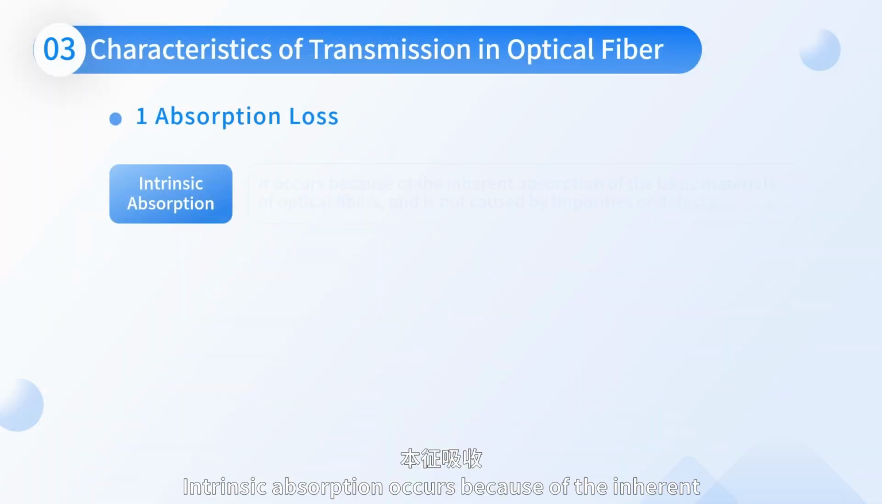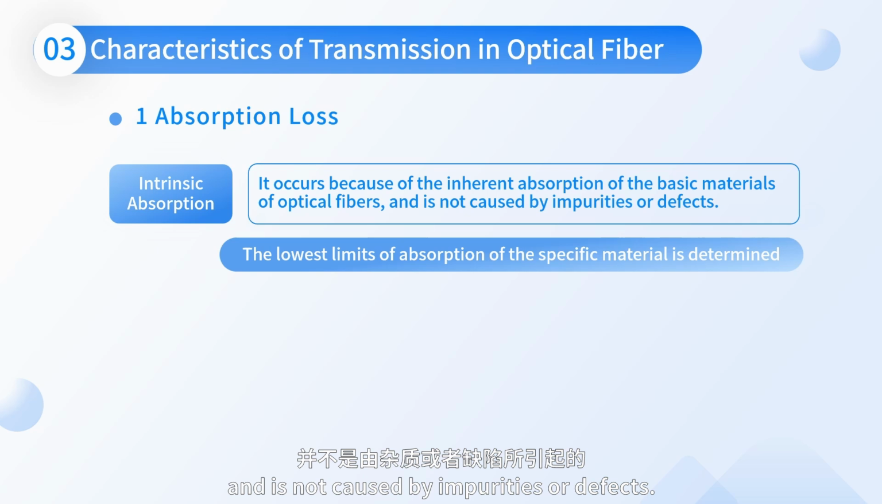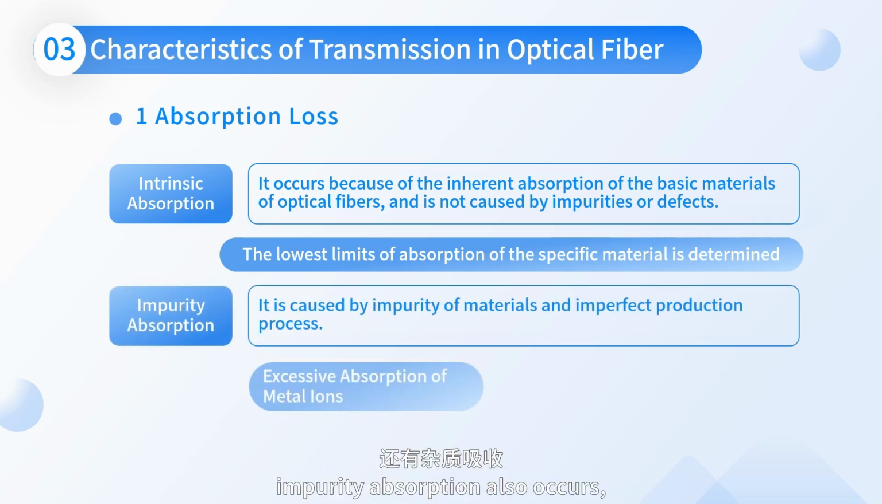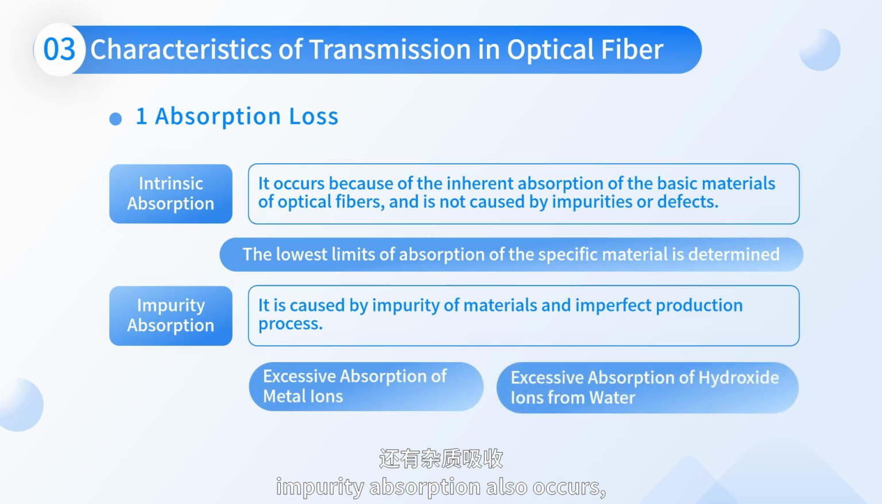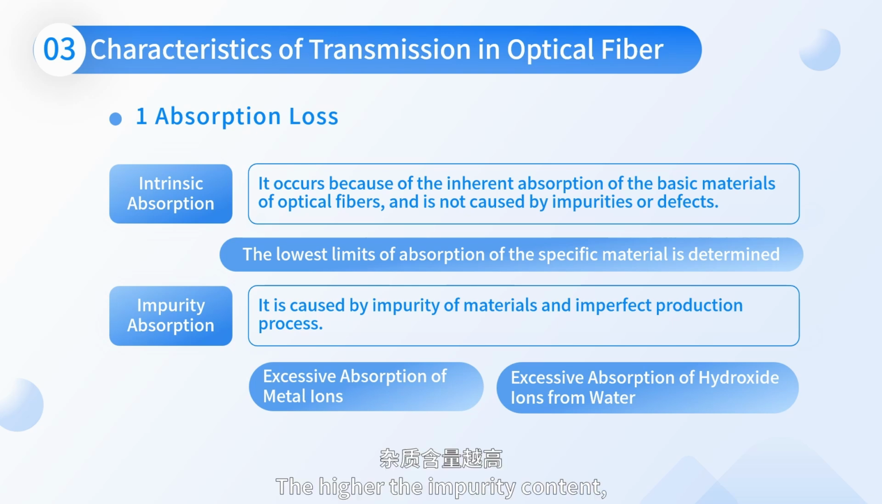Intrinsic absorption occurs because of the inherent absorption of the basic materials of optical fibers and is not caused by impurities or defects. Besides intrinsic absorption, impurity absorption also occurs, which is caused by impurity of materials and imperfect production process. The most serious loss is caused by excessive absorption of metal ions and hydroxide ions from water. The higher the impurity content, the more serious the loss.